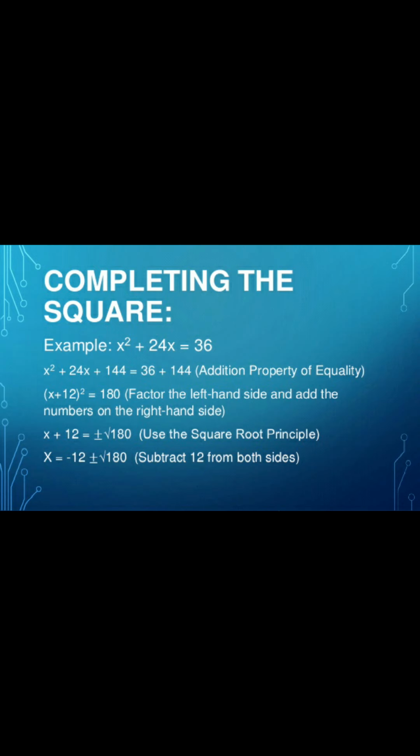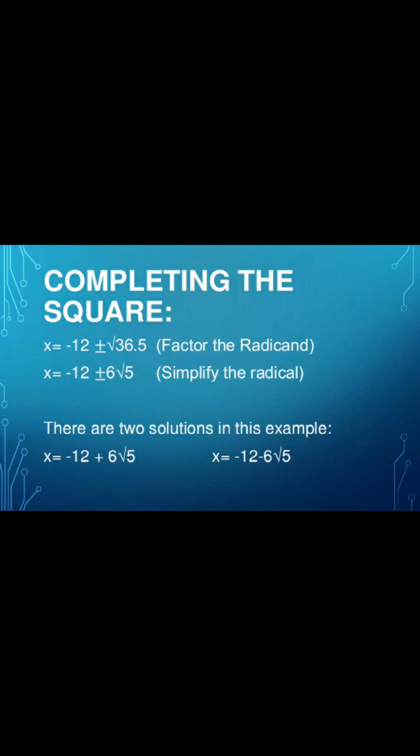Now by taking 12 to the right-hand side, we get x is equal to minus 12 plus or minus root 180. Now you know 180 can be written as 36 multiplied by 5, and 6 is the square root of 36. So x is equal to minus 12 plus or minus 6 root 5. There are two solutions in this example: one is minus 12 plus 6 root 5, and the other is minus 12 minus 6 root 5.